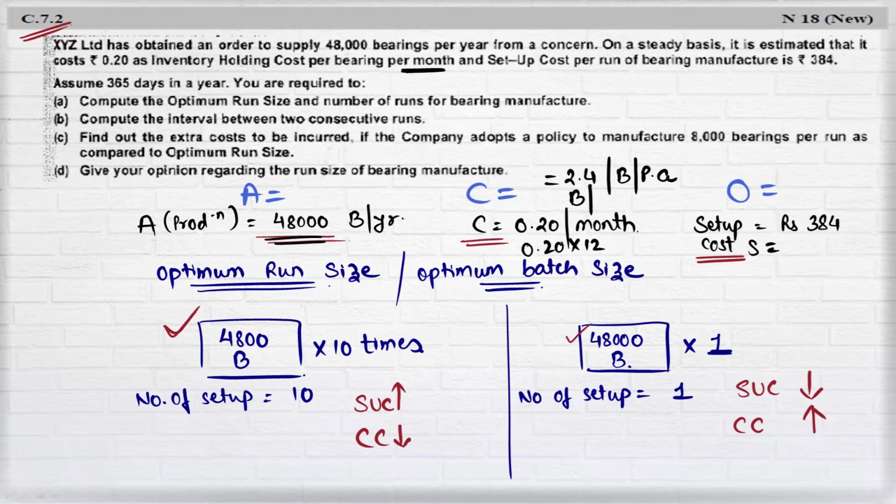Compute the interval between two consecutive runs. So between two runs, how many days will be there? Or one run will be completed in how many days? So the first batch is starting today and the second batch is starting after 10 days. The difference is how much? 10 days. How will I find out?